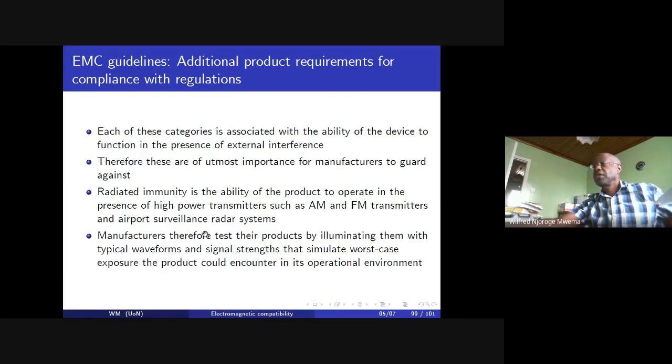That is, you wash your product with these beams and measure the value, and simulate the worst case exposure that product could encounter in its operational environment. Just like the same way you would heat up your device or your system to see whether it can operate in the usual places of high temperature, say for those of us who will go to work in the petroleum mining industry, we'll have to work with devices that can operate at high temperatures.